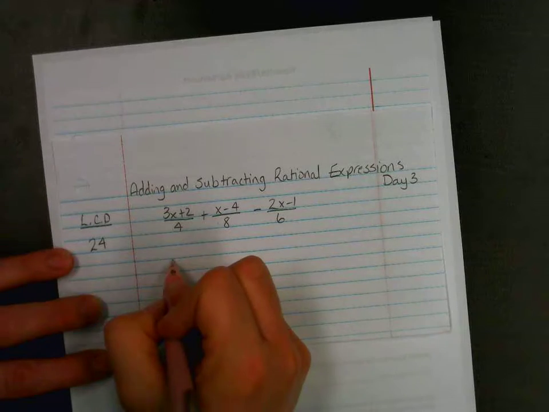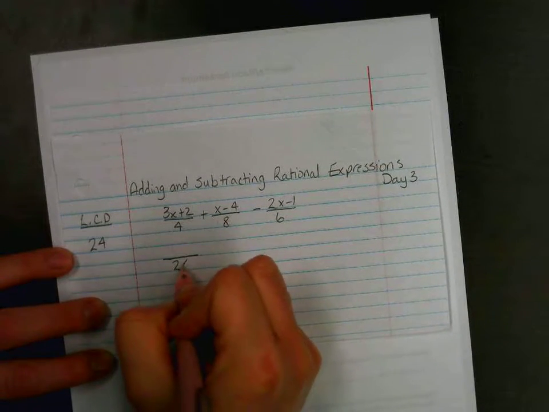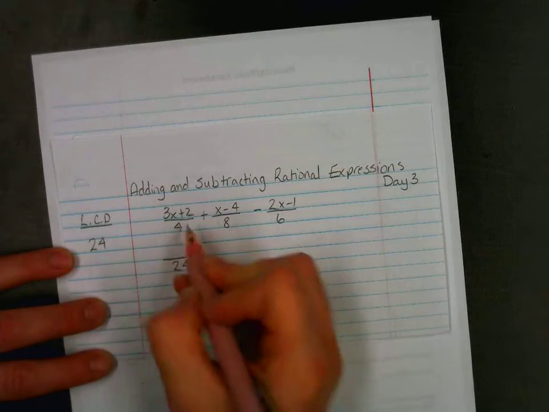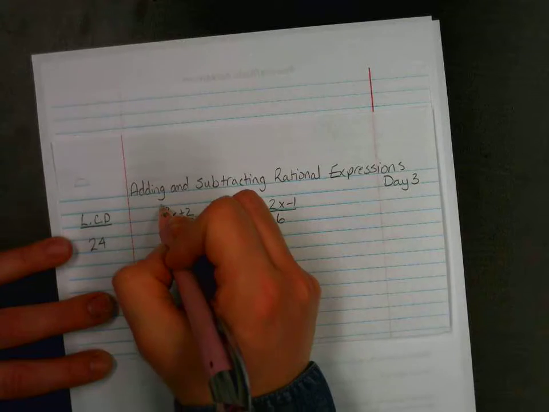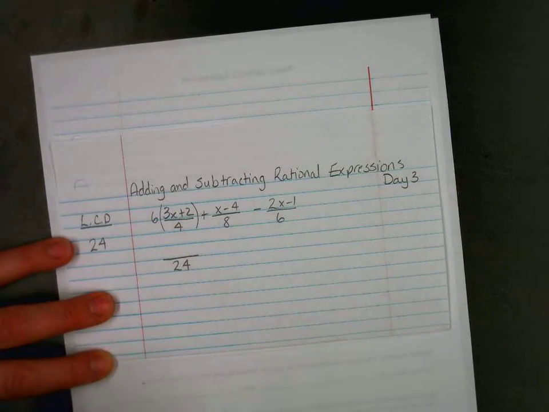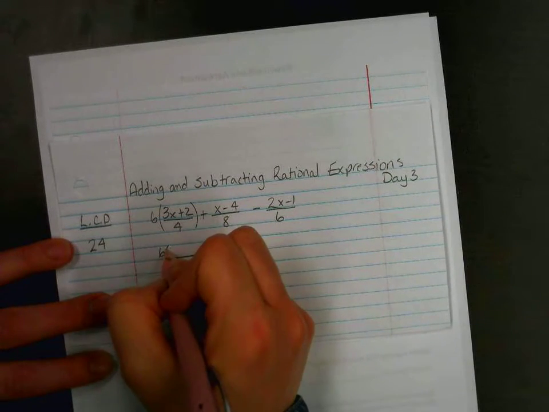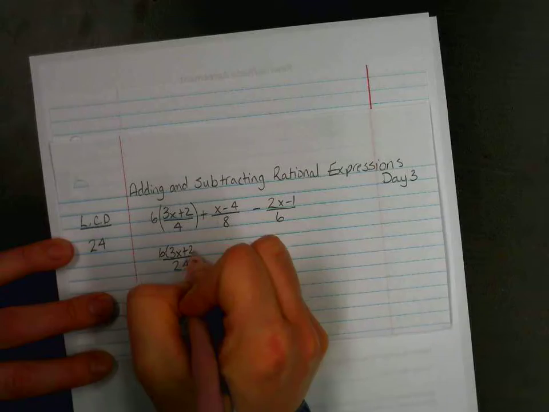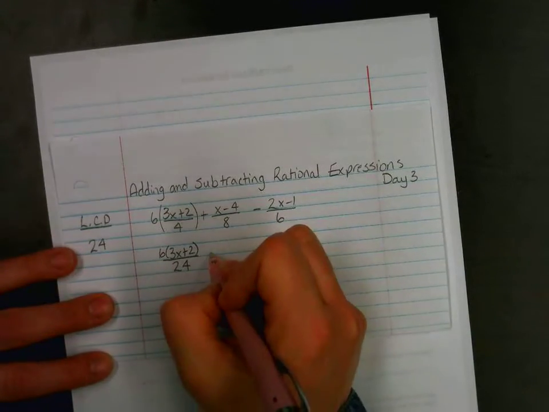So now you need to ask yourself, what would I need to multiply this 4 by in order to get a 24 in my denominator? Well, I would need to multiply this whole fraction by 6. So I'm multiplying the top by 6. So it would become 6 times 3x plus 2 all over 24.